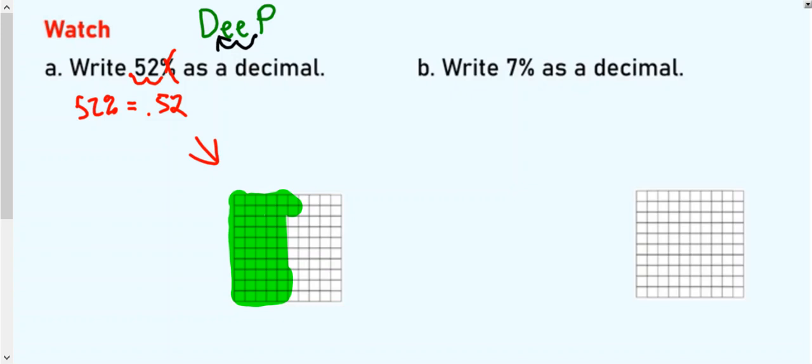Alright, and then the second example here, we've got 7% as a decimal. So we're going to cross out this percent symbol, and we're going to move the decimal 2 places to the left. So we will get 7% is equal to 0.07 or 7 100ths. And then you can see on our 100 grid what it looks like with 7 squares colored in, representing 7% or 7 100ths.